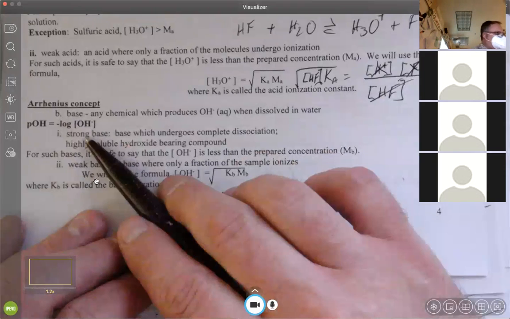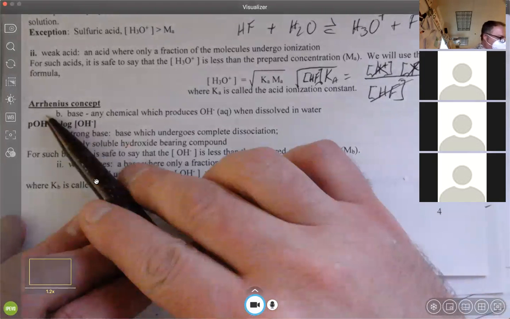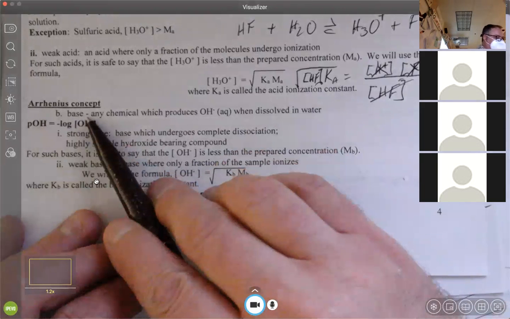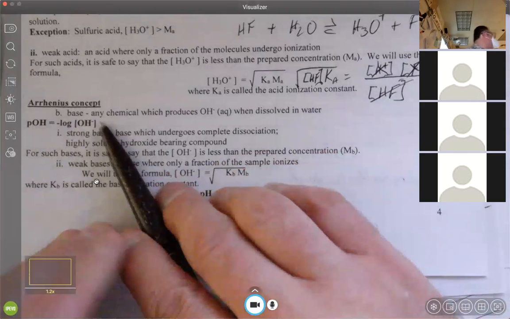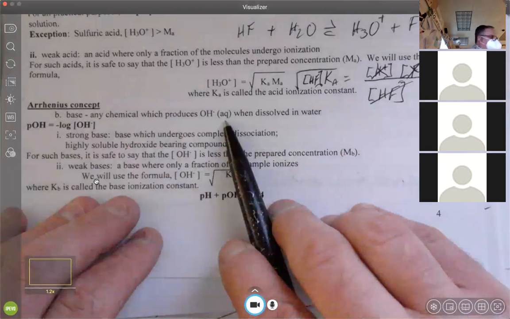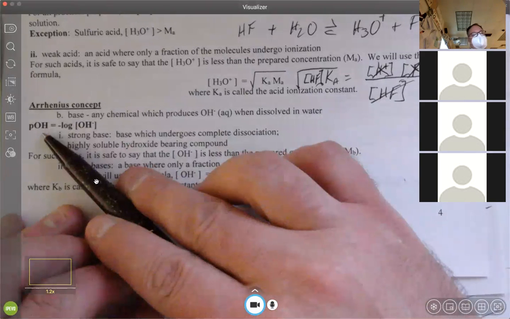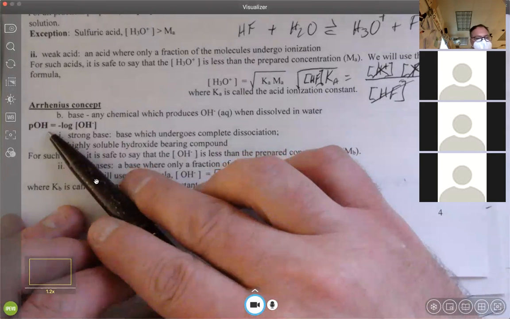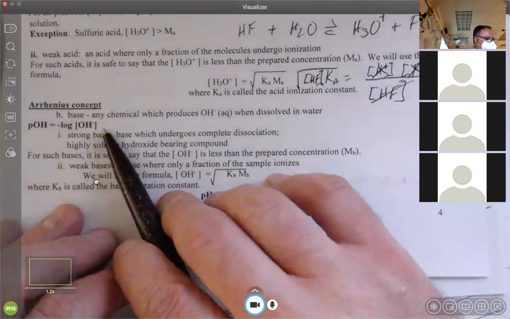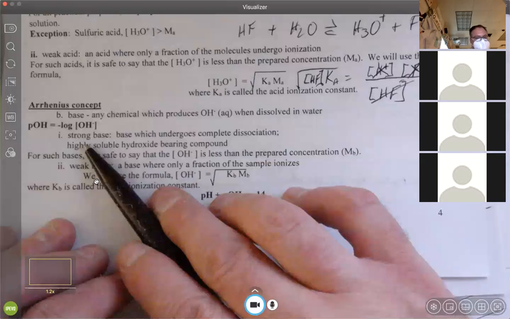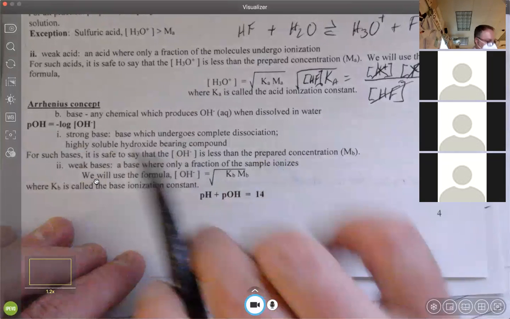Arrhenius concept for bases. Any chemical which produces hydroxide, right? Well, this is going to really throw a wrench in your party because there is something called the pOH. The pOH is the negative log of the hydroxide ion concentration. And for strong bases, the base undergoes complete dissociation. So the concentration of the hydroxide ion is equal to the concentration of the base.